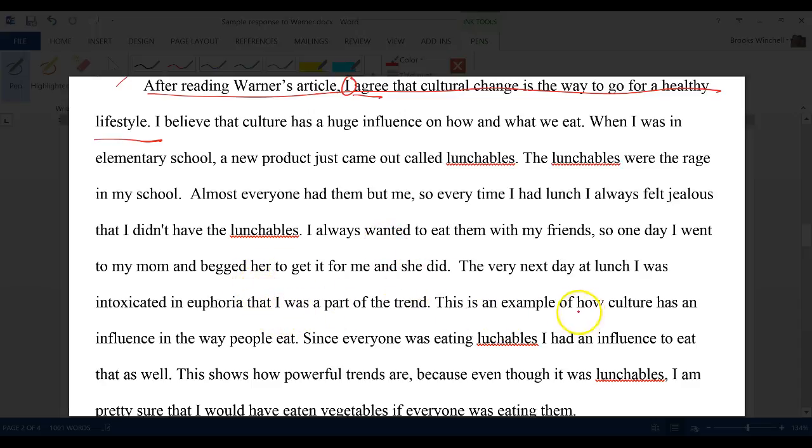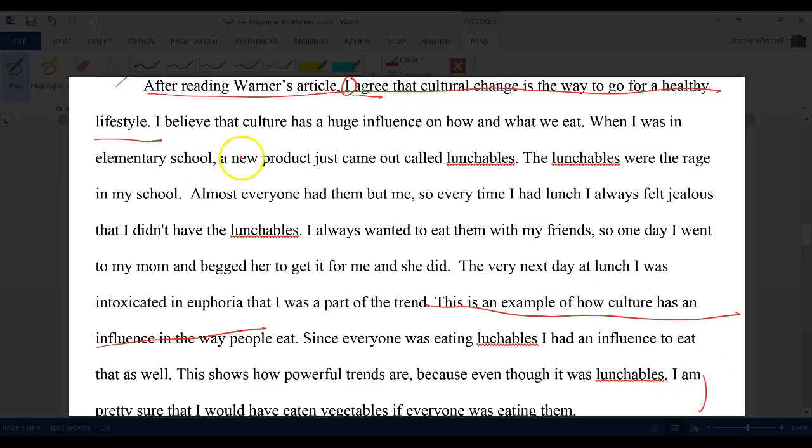This is an example of how culture has an influence in the way people eat. Since everyone was eating Lunchables, I had an influence to eat that as well. This shows how powerful trends are, because even though it was Lunchables, I'm pretty sure that I would have eaten vegetables if everyone was eating them.